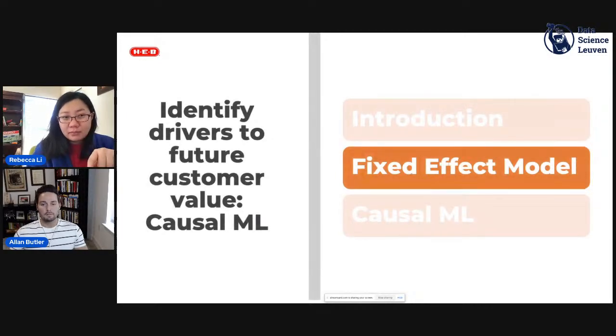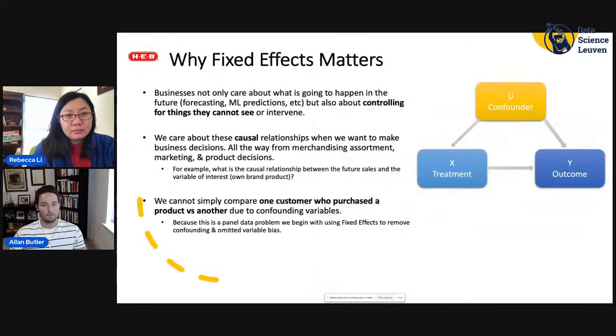So to identify drivers to future customer value, we use two methods: the econometrics approach using fixed effects, and also a new development in machine learning called Causal ML. We then present and contrast these results. Businesses not only care about what is going to happen in the future, but they also want to control for things we cannot see.